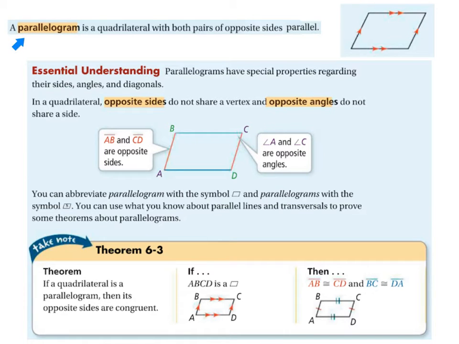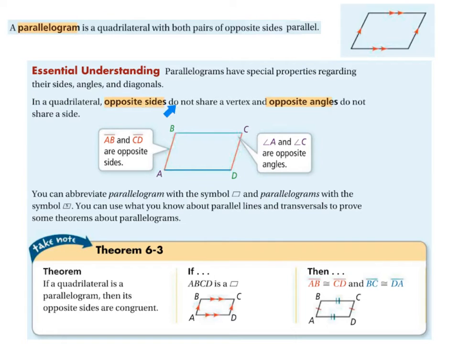So here we are going to explore parallelograms and the special features that they have. A parallelogram is a quadrilateral, four sides, with both pairs of opposite sides parallel. These little arrows are the parallel marks. So this side is parallel to that side, and that side is parallel to that side. Now there are some special properties.